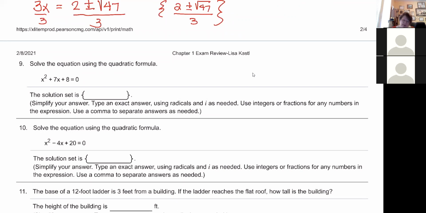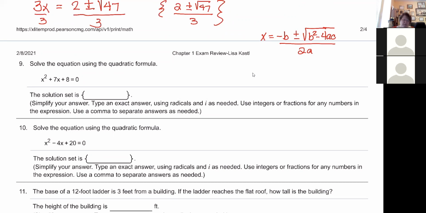So what's my quadratic formula? Let me write that up here. Minus b plus or minus the square root of b squared minus 4 times a times c. All that's underneath the square root. The whole thing divided by 2 times a. So the only thing I really need to figure out is what a, b, and c are.